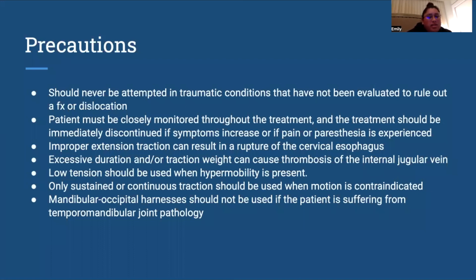Low tension should be used when hypermobility is present. Only sustained or continuous traction should be used when motion is contraindicated. And then the last precaution would be the mandibular occipital harness, which, like I said, should not be used if the patient is suffering from temporomandibular joint pathology.